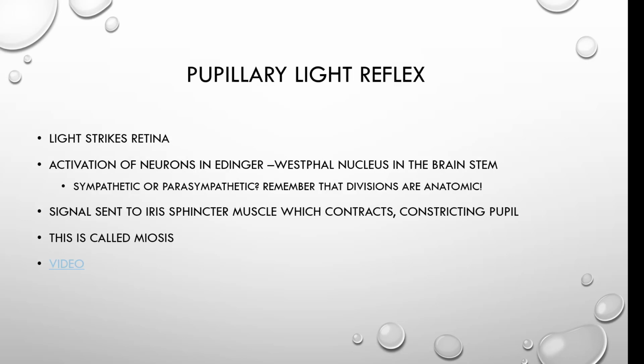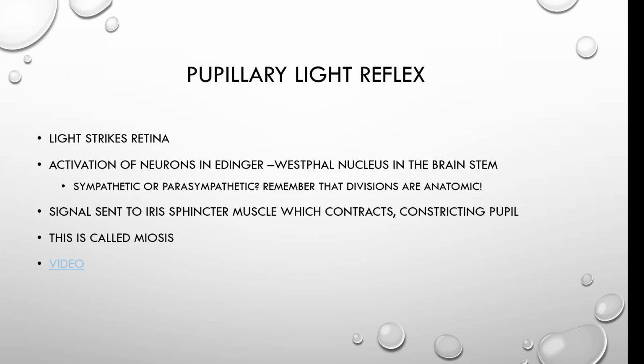Let's talk first about something that you're all familiar with, the pupillary light reflex. When you shine a bright light into somebody's eye, their pupil constricts, right? Well, why? There's a reflex. The light strikes the retina, is detected, is processed. Signals from retinal ganglion cells travel not just to the occipital cortex, but also, among other places, to a group of cell bodies in the brainstem called the Edinger-Westphal nucleus.